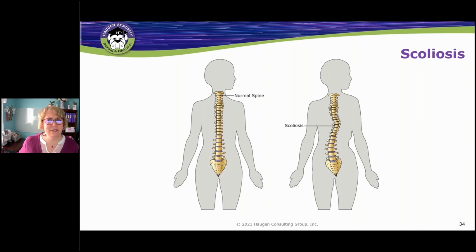There are so many different procedures that they do for scoliosis now. Some of them are not just spinal procedures. Some of them involve putting spacers between the ribs to help keep that rib cage elevated so that they can then move the spine back into alignment. Sometimes they do fusion. Sometimes one of the big things now is they can put magnetic rods into the spine.